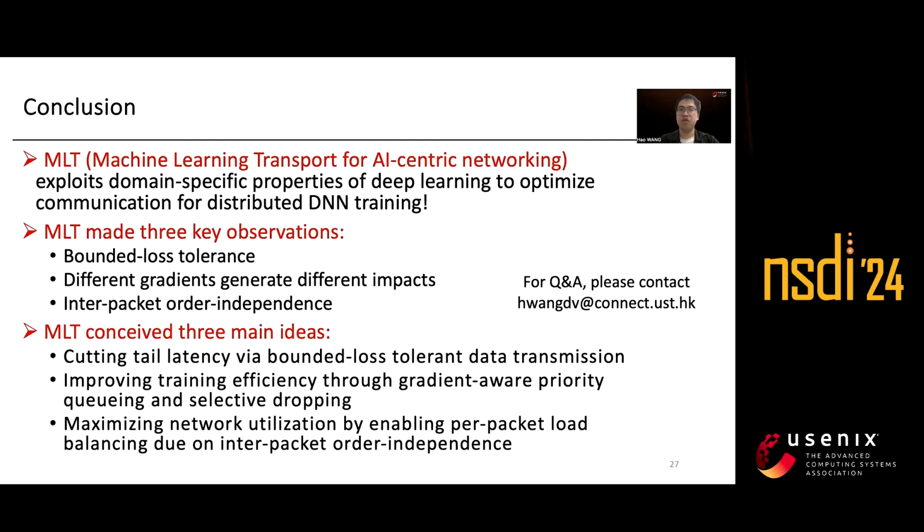In conclusion, we propose MLT, a domain-specific network transport for AI-centric networking, leveraging the floating and spatial properties of machine learning. MLT consists of 3 key ideas. 1. Bounded loss-tolerant data transmission based on the loss-tolerant feature. 2. Gradient-aware packet queuing and dropping based on the different impact of gradients. 3. Order-free packet load balancing based on inter-packet order independence.